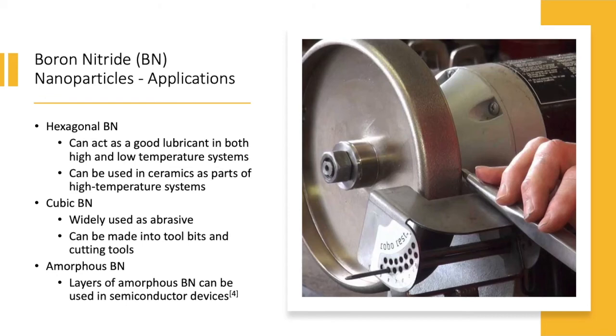Cubic boron nitride is widely used as an abrasive, which is illustrated on the right. So you can see that the abrasive is being used to sharpen mechanical tools. And it can be used in tool bits and cutting tools. So amorphous boron nitride, layers of amorphous boron nitride, can be used in semiconductor devices.